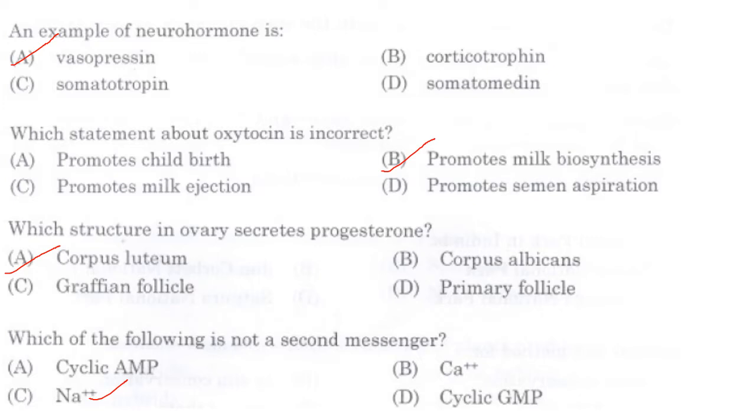Then which structure in ovary secretes progesterone? So answer is option A, corpus luteum secretes progesterone. Then, which of the following is not a second messenger? Cyclic AMP is a second messenger. Ca2 plus calmodulin, that is also a second messenger. Cyclic GMP is also a second messenger. The one which is not is option C, Na2 plus.